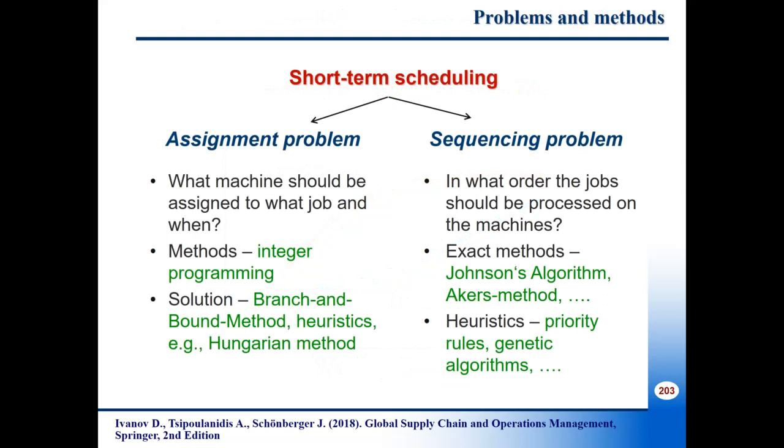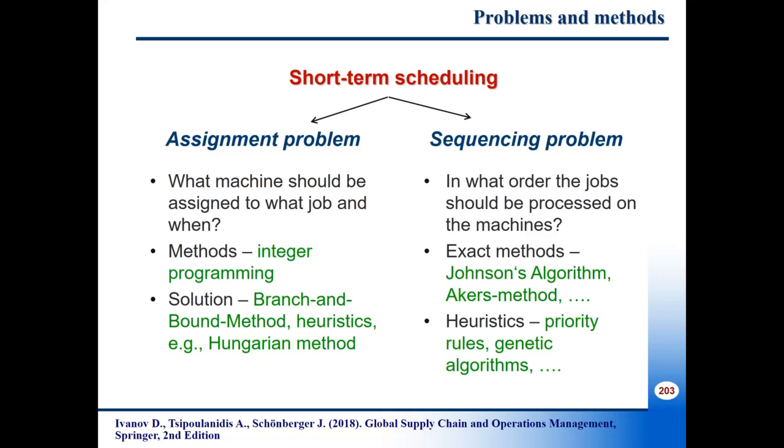There are two problems in short-term scheduling: assignment and sequencing. For assignment problems, the objective is to optimally assign a machine to a particular job at an appropriate time. The solution procedure is integer programming because the problem is combinatorial, and therefore some solution methods can be chosen from branch and bound, heuristics, or the Hungarian method.